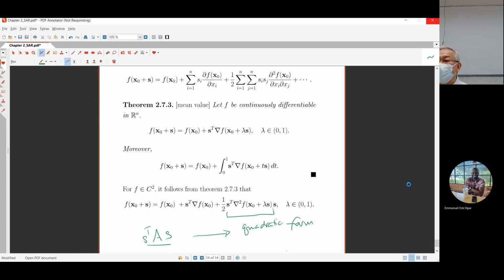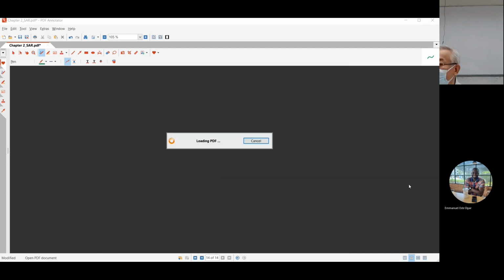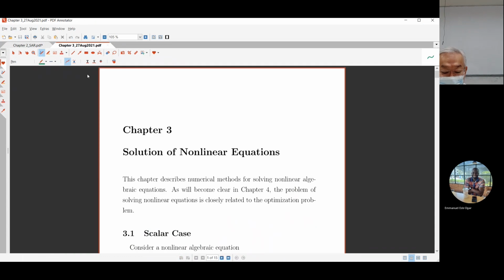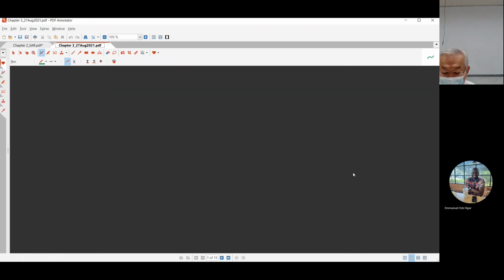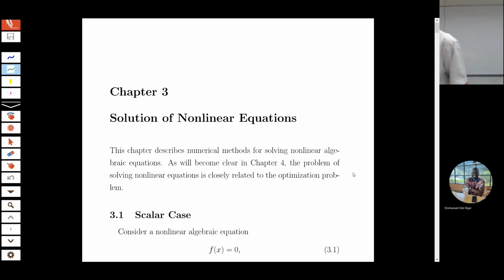In this chapter, chapter 3, we will consider how we can solve nonlinear algebraic equations. You may wonder why we are interested in solving nonlinear equations. The problem of solving nonlinear equations is closely related to the optimization problem in many ways. So this is why.